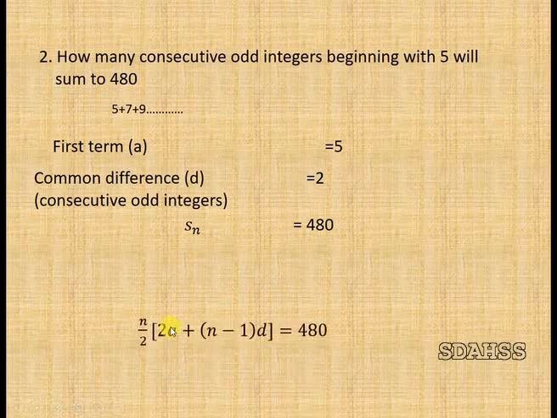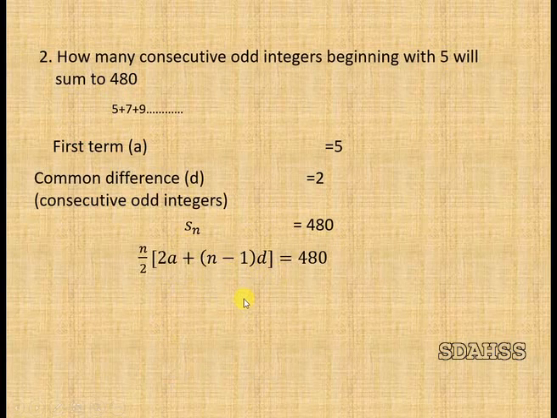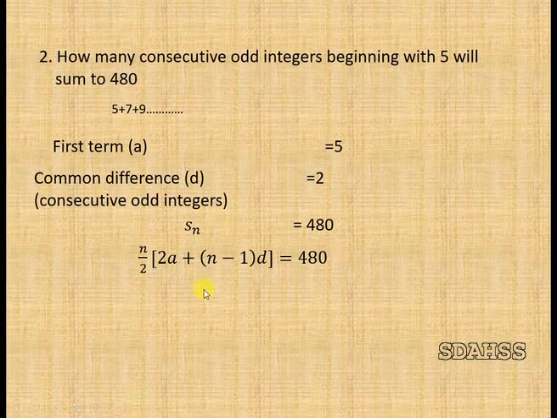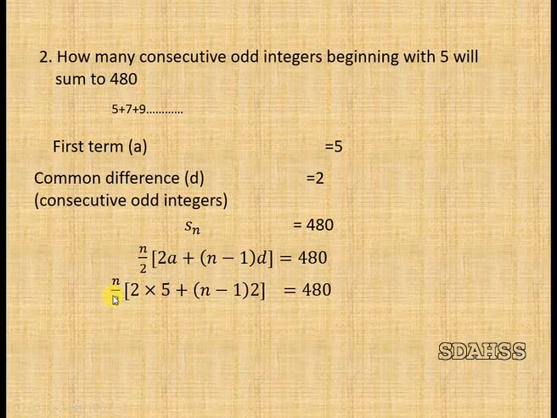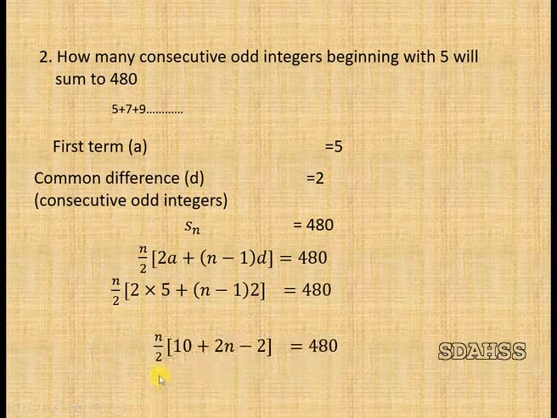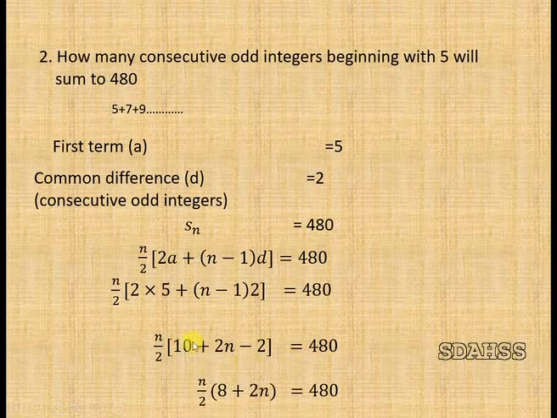We know that Sn is equal to n by 2 into 2a plus n minus 1 into d, which is equal to 480. Substitute all the values in the formula. We don't know the value of n, so keep it as it is: n by 2 into 2 into 5 plus n minus 1 into 2 is equal to 480. Then n by 2 into 10 plus 2n minus 2 is equal to 480. 10 minus 2 is 8, so 8 plus 2n into n by 2 is equal to 480.